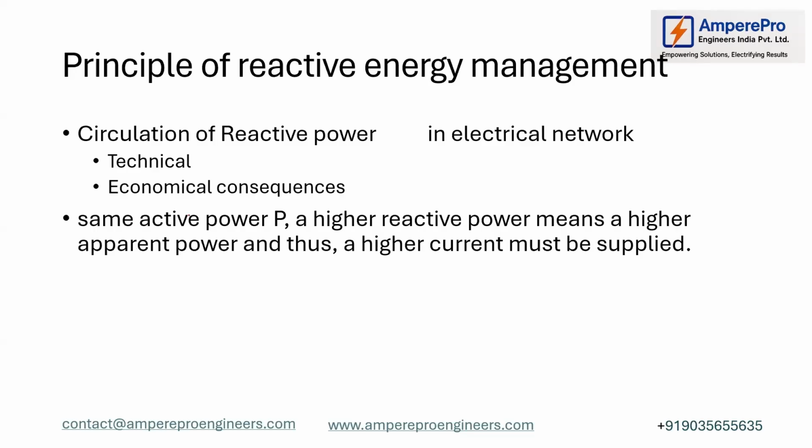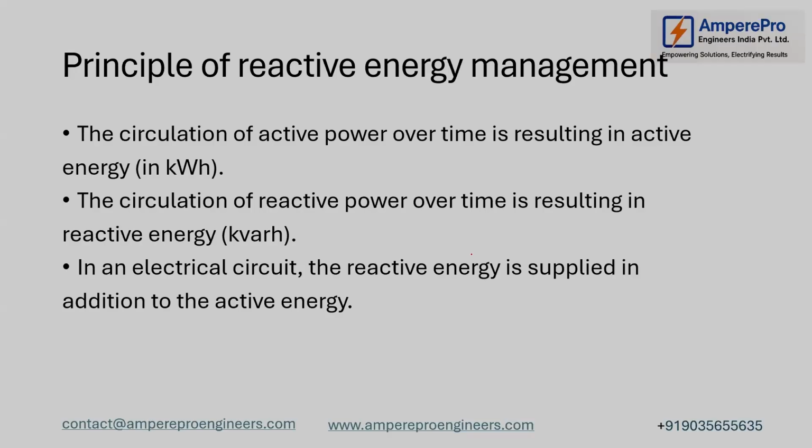So let's try to understand now the circulation of reactive power in an electrical network. We have to see it technically, and we also need to see it economically. Higher reactive power means higher apparent power, and higher apparent power means higher current. We'll see that through calculation and you will understand it.